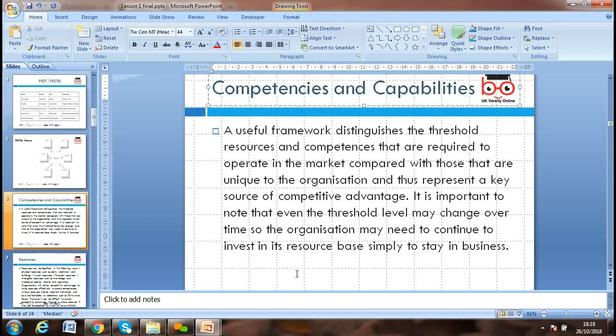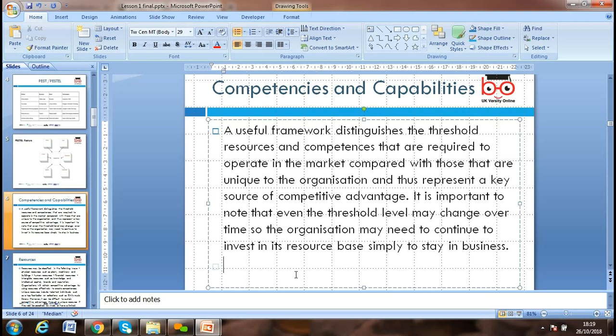Competency is something related to your skills, and capability is something related to whether you are able to do it, not necessarily very well. For example, you pass your driving test, you're capable to drive. You're not competent yet, but after a few months or years, you become competent.